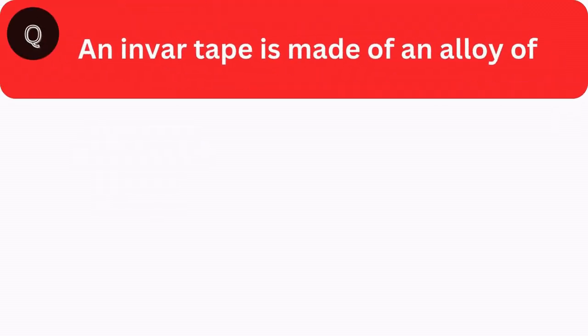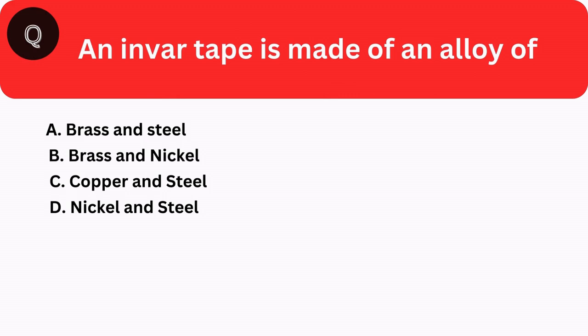An invar tape is made of an alloy of Option A, brass and steel. Option B, brass and nickel. Option C, copper and steel. Option D, nickel and steel. Answer D, nickel and steel.